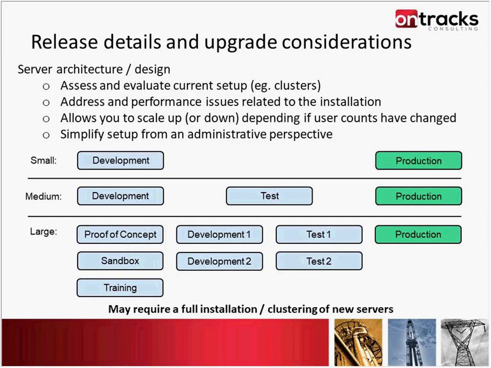Medium: development, test, production. So you have to install Maximo 3 times, as an example, and do an upgrade 3 times, obviously once including the production run. We'll talk about the process a little bit more in a future slide. And then large, quite often there are lots of different environments. With large organizations, sometimes you look at a different strategy. Maybe you do a few upgrades, and then you look at cloning machines. There are a lot of different options here. Like I mentioned before, you may need to do a full installation or clustering of the new servers. Highly likely.